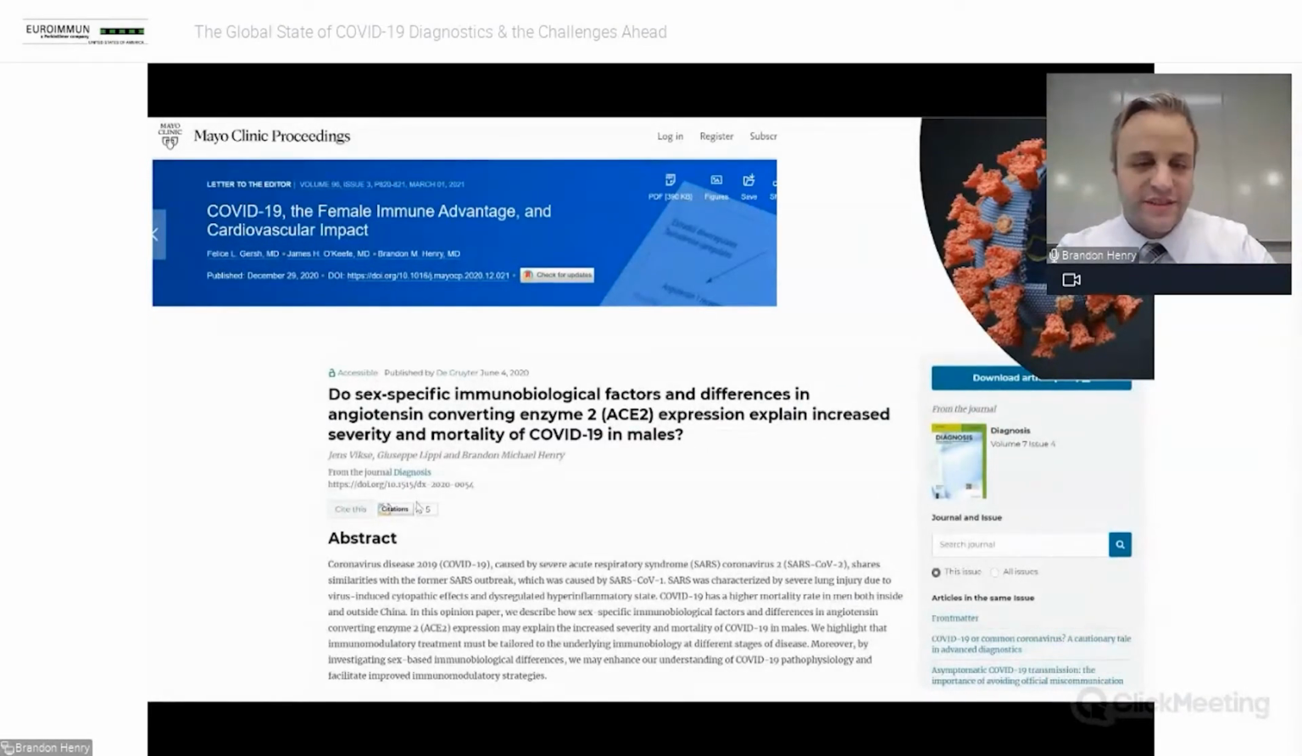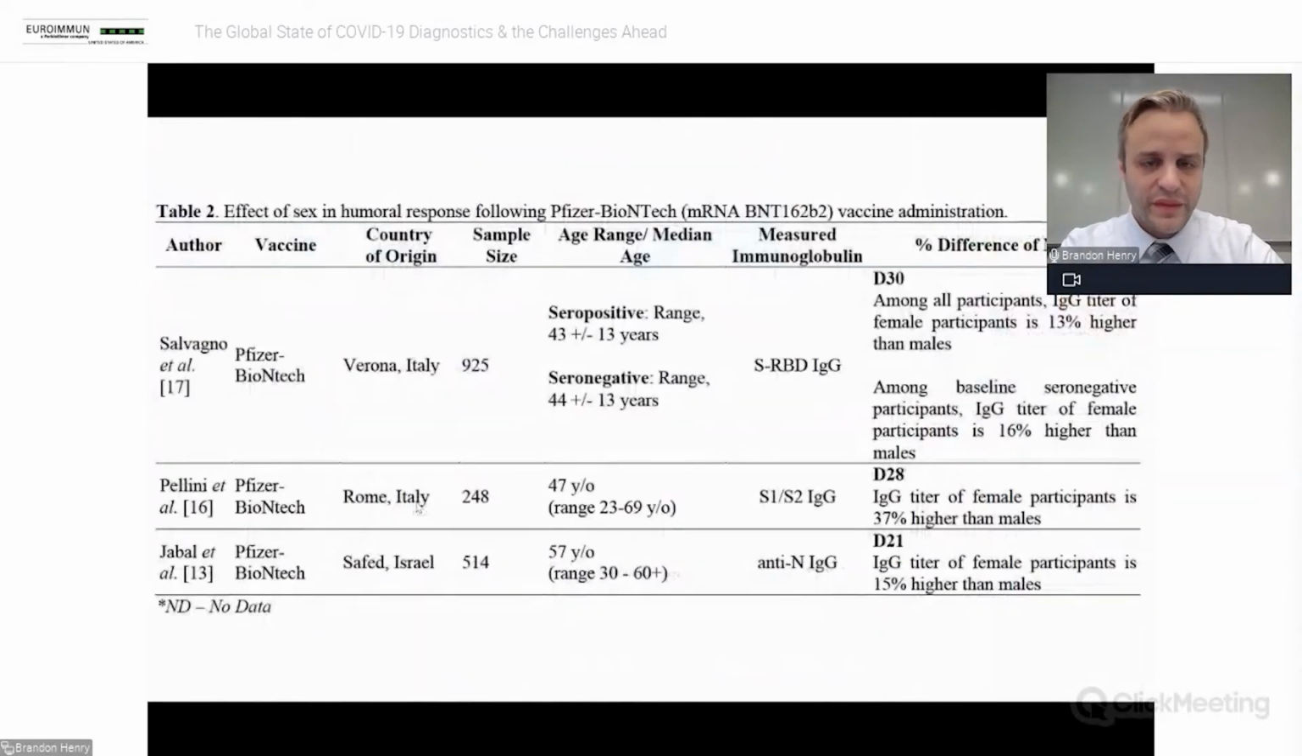So if you're interested in this topic, because it is really interesting, ACE2 expression also probably is different between males and females and plays a role. And ACE2 is also an interferon gamma regulated gene. So it's a really interesting topic, and definitely you should consider doing a little further reading on this. As you can see here, we assessed this. In our study, we found that after the second dose, females had about 13% higher titer than males, and these numbers were rather consistent across the board.